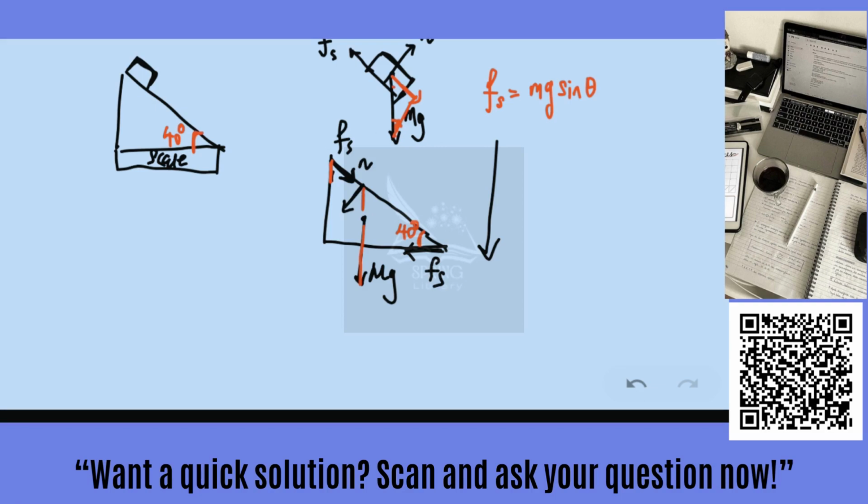So the vertical component of Fs, let's call it Fsy, in the y direction, would be equal to the original Fs, which is the hypotenuse, times sine theta. So this gives us mg sine squared theta.